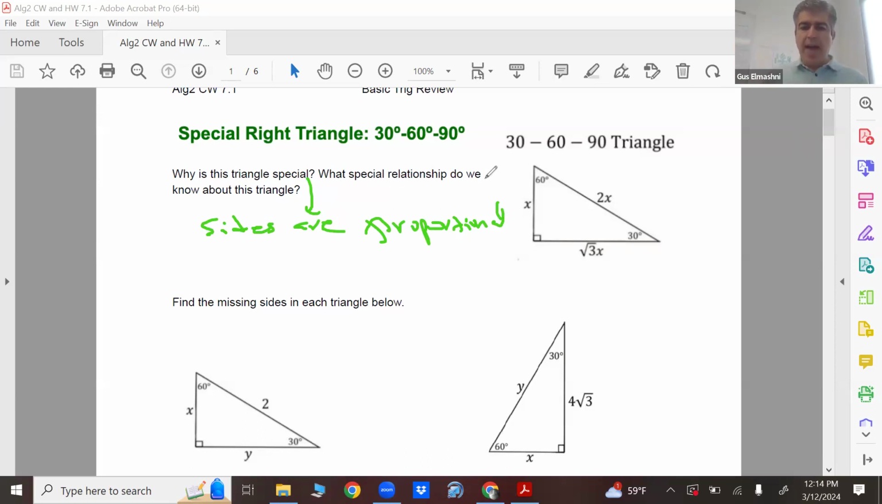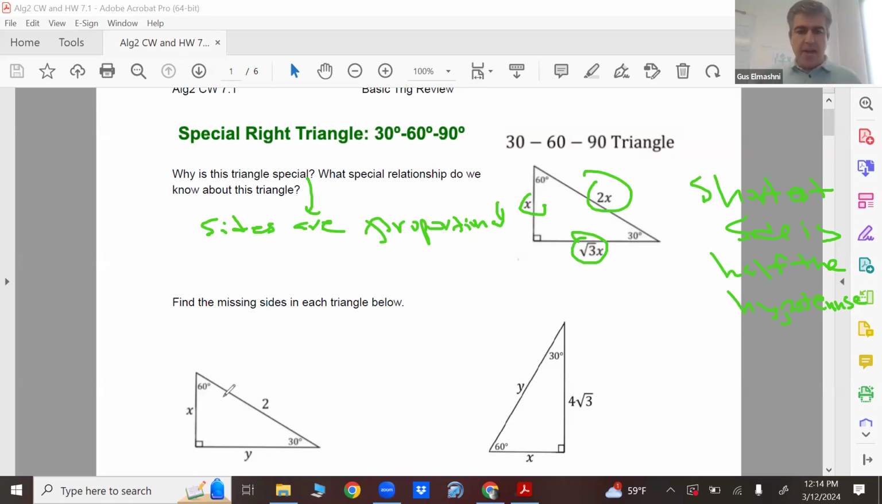So what special relation do we have? Well, we know that the shortest side is half the hypotenuse. This is the shortest side. That's the hypotenuse, so we know that. x, 2x. And then this one's kind of a funny one. It's just root 3 times x.